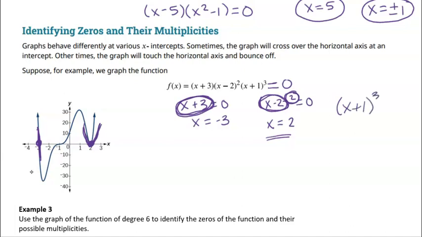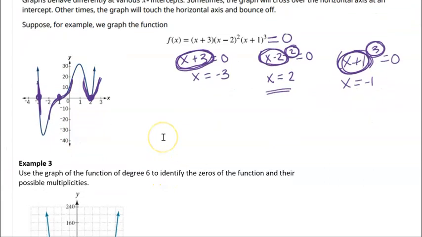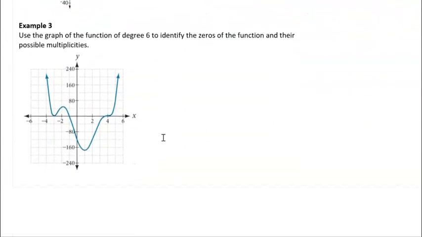Let's look at our last one. So again, my inside piece at x equals -1, and then notice that this does a little wiggle through it. And that's because it should behave like a cubic function at x equals -1. Let's use this graph of degree 6 to find the zeros and their possible multiplicities.